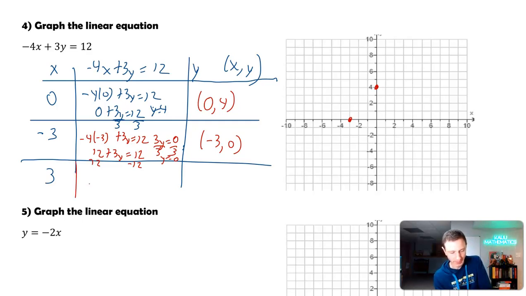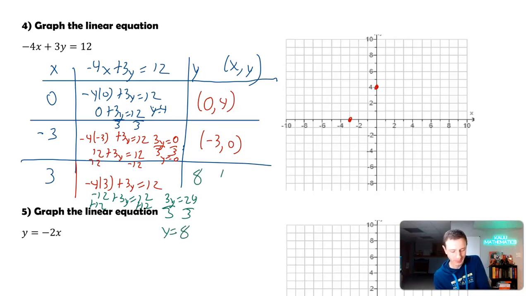And then last one, positive 3, we said. So negative 4 times 3 plus 3y equal to 12. And that would be negative 4 times 3 is negative 12 plus 3y equal to 12. Add 12 over. 3y equals 24. And then that divided by 3. y is equal to 8.